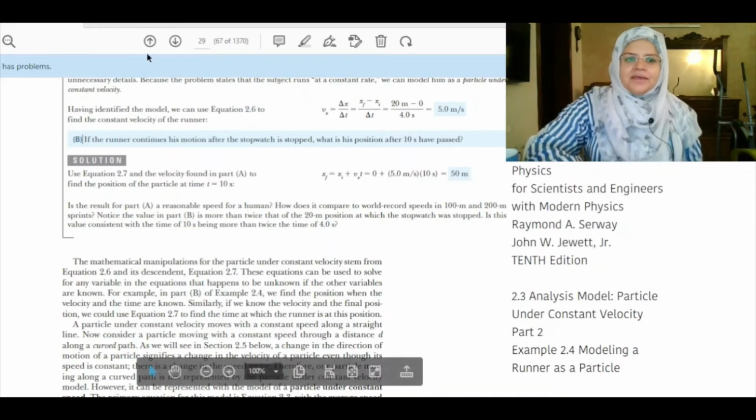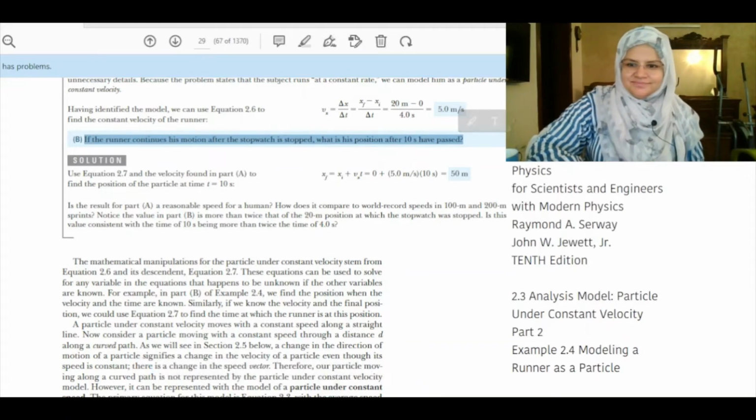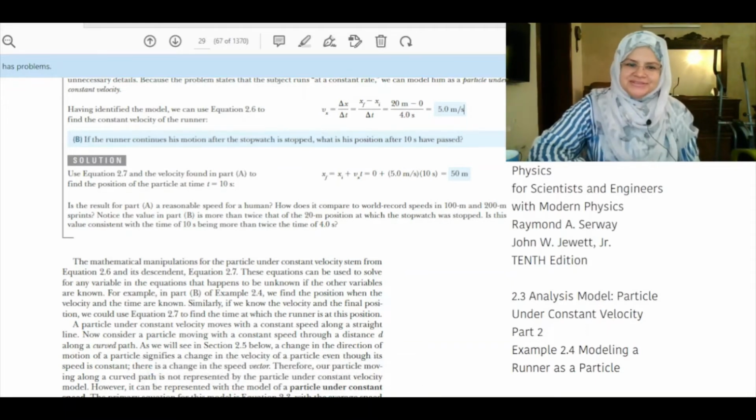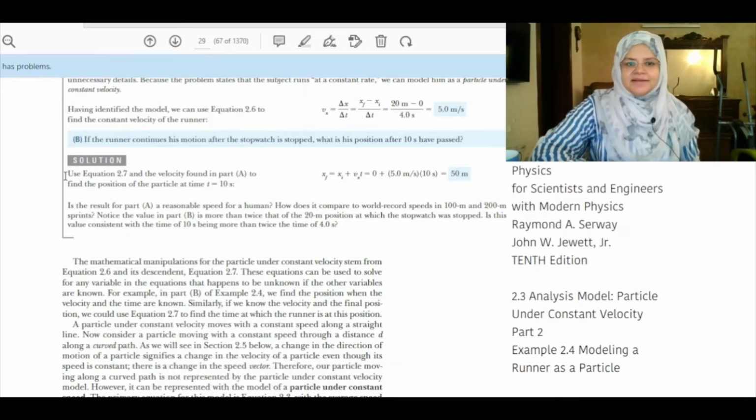Part B. If the runner continues his motion after the stopwatch is stopped, what is his position after 10 seconds have passed? Solution. Use equation 2.7 and the velocity found in part A to find the position of the particle at time t equal to 10 seconds.